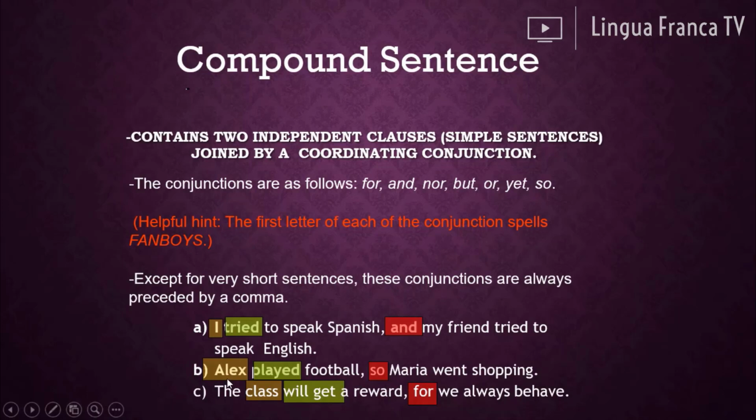So both the sentences express a complete thought. They both have a subject, both have a verb, and they are joined by the coordinating conjunction, which you can see in the red highlights. So it is preceded by the comma. If we see the third example, the class will get a reward, then comma, then the coordinating conjunction, if we always behave, right? So this is the compound sentence.